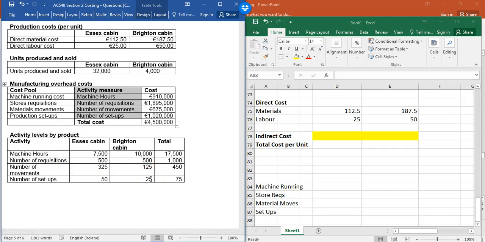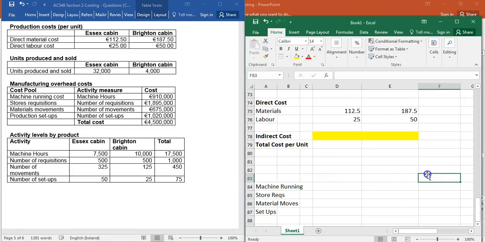You may not be told which the driver is, but you'll be given enough information for you to justify which one you would use. So for example, for machine running costs, the best proxy is machine running hours. So the more hours you do, the more cost in that cost pool. Likewise for store requisitions in the storehouse, the number of requisitions will obviously drive the costs. Same with material movements and number of setups. So relatively intuitive based on this question.